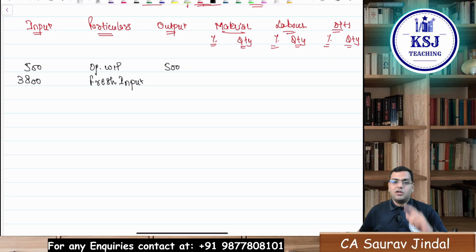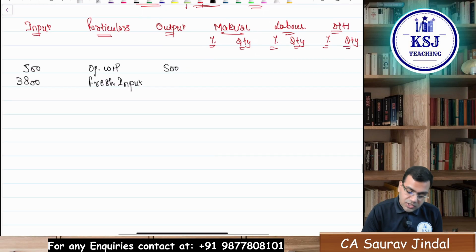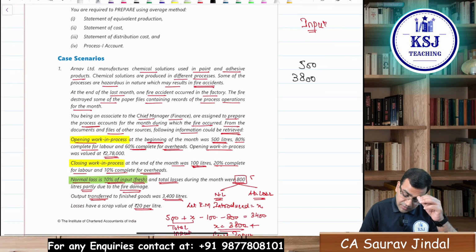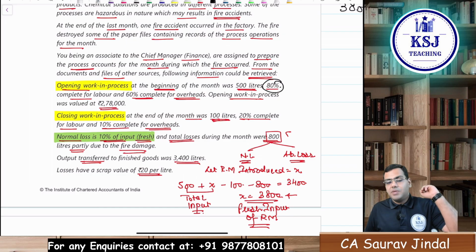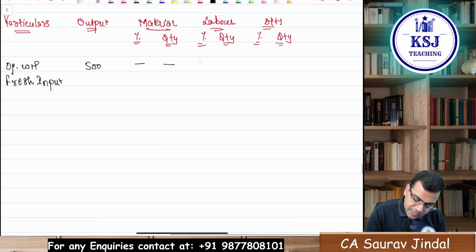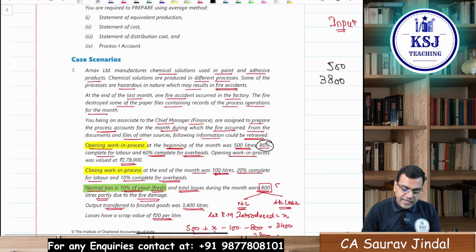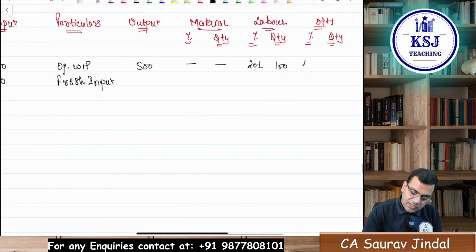Will there be any material cost on the opening WIP? No sir, because 100% of the material was incurred when this process started in the previous period. So in this current period, no material cost on opening WIP. What about the labor cost? On the opening WIP, 80% of the labor cost was incurred in the previous period. 20% will be incurred in this period, right? So the labor percentage degree of completion will be 20%, that comes to 100 units. For overheads, 60% was complete in the previous period, 40% will be complete in this period. So 40% I'll take here, that is 200 units.